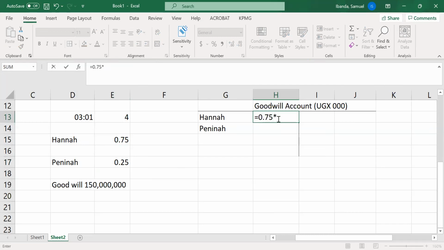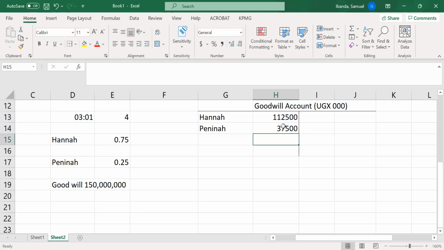Now you don't have to do this on your examination paper. You just calculate and put it there. I'm calculating it from the same sheet, 0.75 times 150,000, so you have 112,500. And for Penina, you also calculate this from your calculator, 0.25 times 150,000. I'm using 150,000 because I've already put the degree of precision of 1,000. So that is what I'll have.